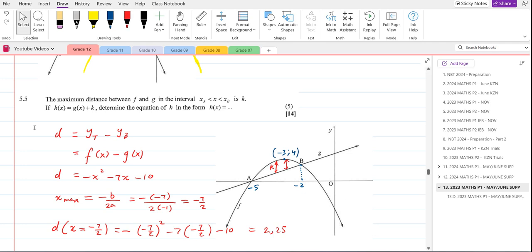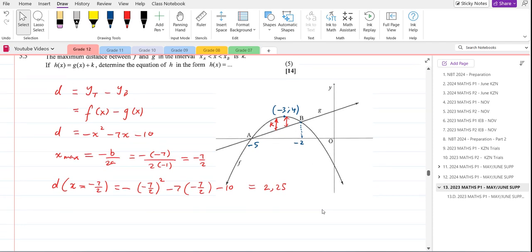So now what they said, the maximum distance between f and g in the interval is k. The maximum distance in the interval is k. So remember, therefore k is equal to 2,25. Now if k is equal to 2,25, then what is this?